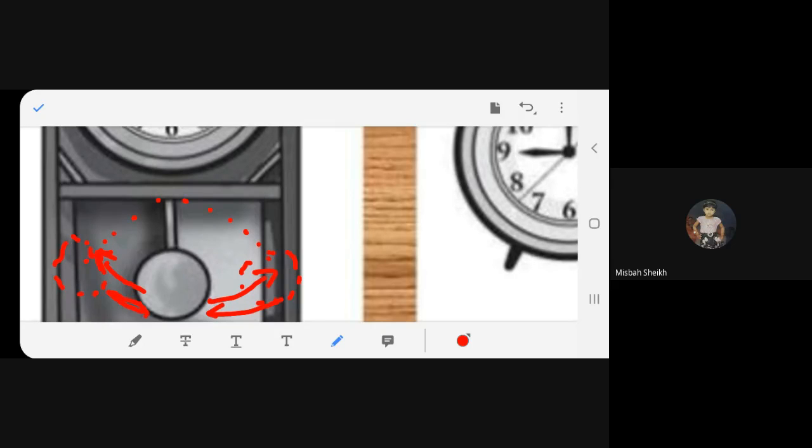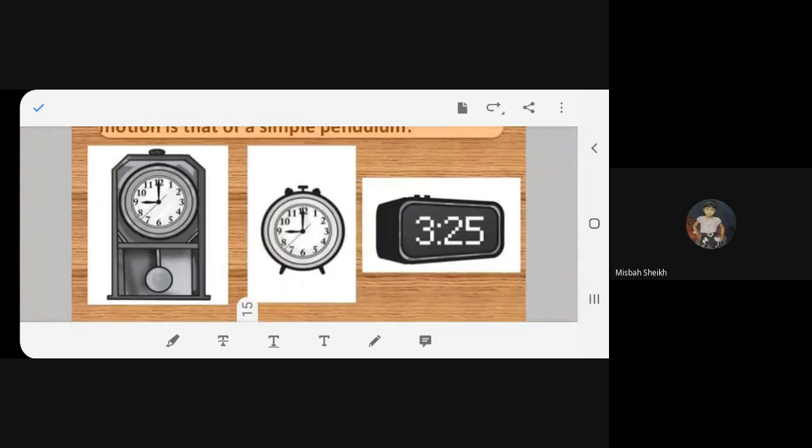So this periodic motion is making a tick tock, that sort of sound, and is controlling seconds, minutes, and hours of the clock. Yes? Better? So this is a pendulum.